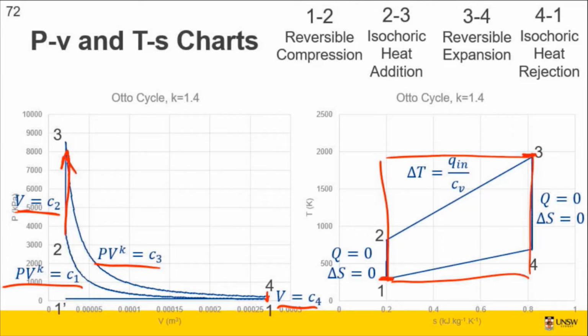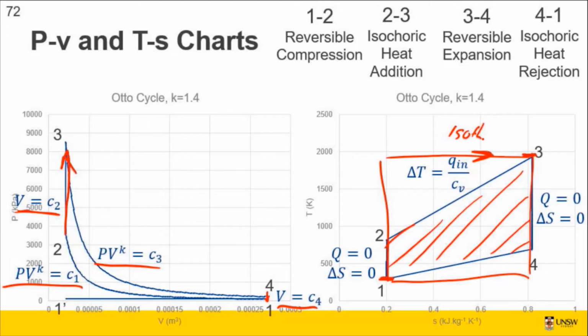The area in here divided by the area of the outer rectangle is the second law efficiency of the cycle. So that's just how it works geometrically and on a graph. So it's something like that, but it's not perfect, because we don't have isothermal heat addition, which would be this line. We have isochoric heat addition, which is this line here.